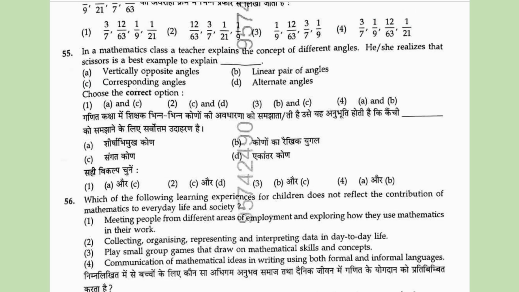In a mathematics class, a teacher explains the concept of different angles. She realizes that the scissor is the best example. So this is a scissor. It can explain vertically opposite angles. It can explain even linear pairs of angles. So this is a linear pair. Corresponding angles and alternate angles it cannot explain, because for this you need parallel lines. So these are your corresponding angles and these will be your alternate angles. So it can explain vertically opposite angles and linear pairs of angles. Out here it will be A and B.